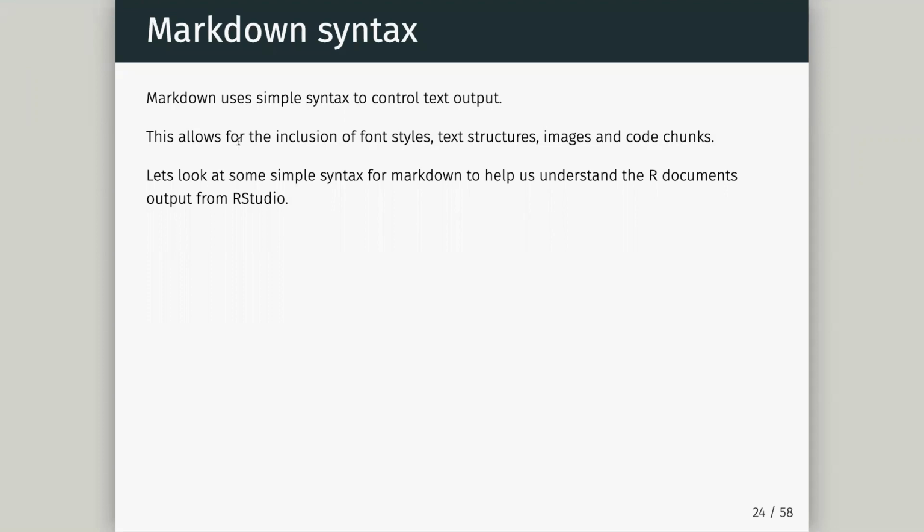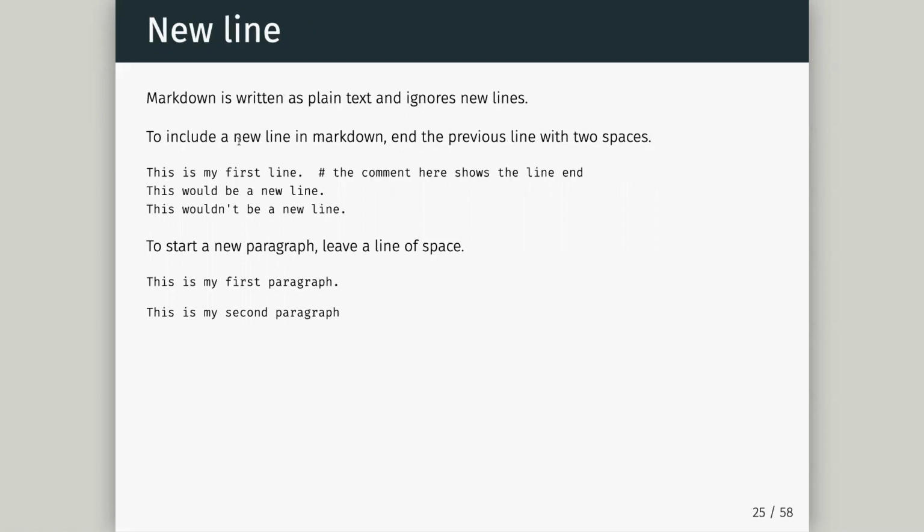So Markdown uses very simple syntax to control text output. It allows for the inclusion of different font styles, text structures, so lists, numbered bullets, etc., images, and code chunks. As we saw, it has a special way of displaying code, and on top of that, it can do syntax highlighting so you can read your code quite easily. Markdown is written in plain text, and it ignores new lines. To include a new line, end the previous line with at least 2 spaces. So that's a little bit of a trick.